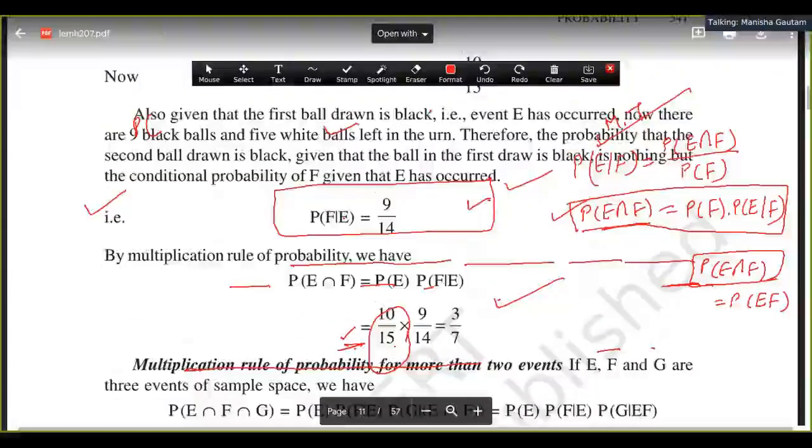This is the way to write down the probability of E. It means getting the first black ball, and getting the second black ball without replacing the first ball. We are getting 10 upon 15 into 9 upon 14. That is 3 upon 7. This is the solution of example 8.